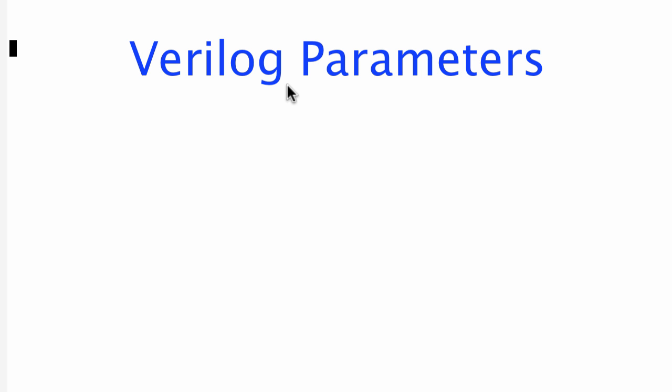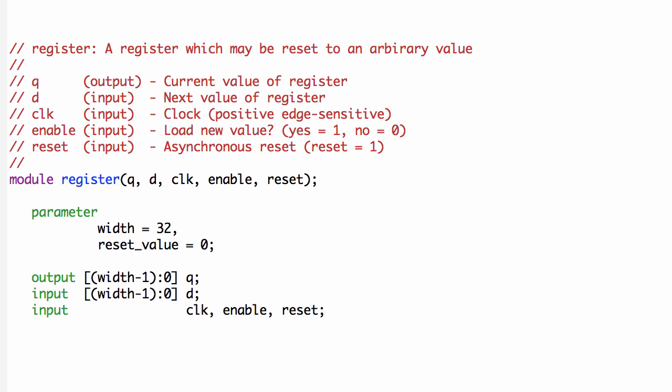For this lab, we're providing a parameterized register library whose interface looks like this. Most of this interface is straightforward and should be recognizable, but the parameter keyword is new. Parameter provides a means for compile time specialization. In this case, the width of the register can be set when you instantiate the register.